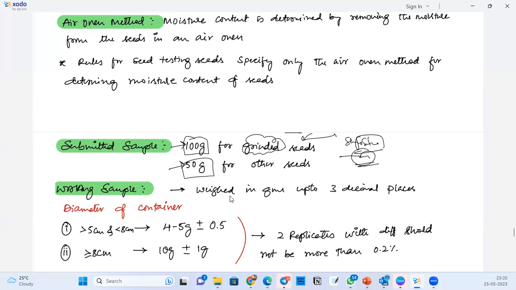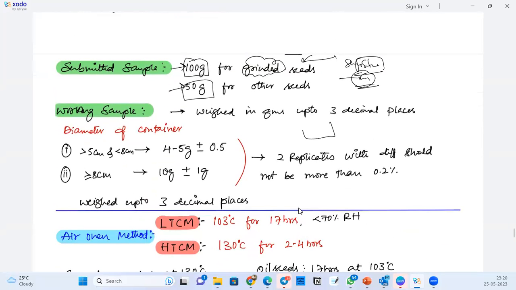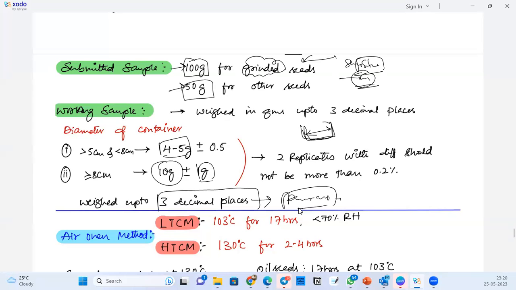And the working sample depends on the diameter of the lid. If we are using the hot air oven method, it is a lid that we usually use. So the diameter of the lid will decide how many grams we take. If it is more than 5 and less than 8, it is 4 to 5 grams. If it is more than or equal to 8, it is always 10 grams. It can vary from 1 gram to 0.5 gram, but it is always weighed to 3 decimal places for accuracy. This is the standard method by the ISTA.